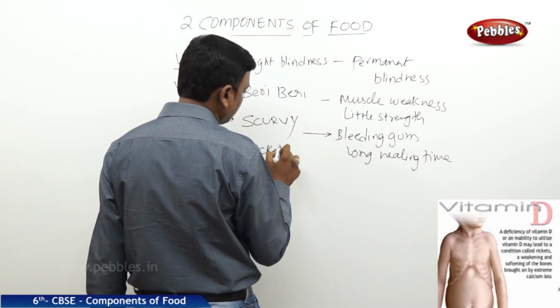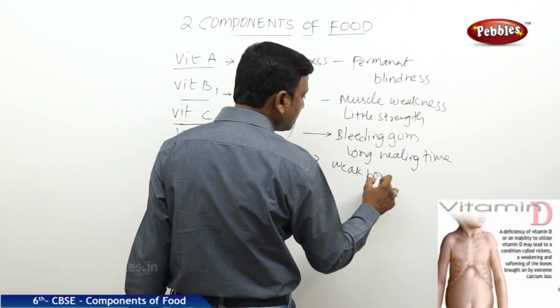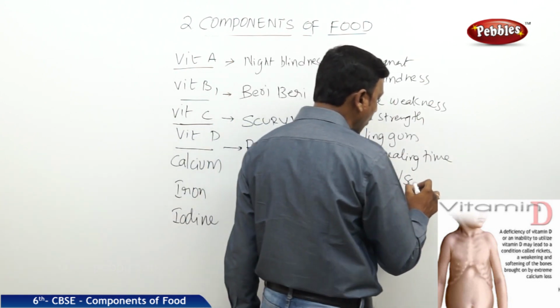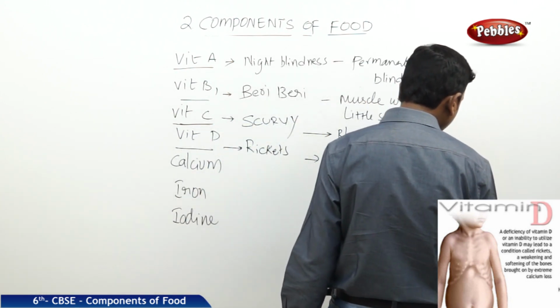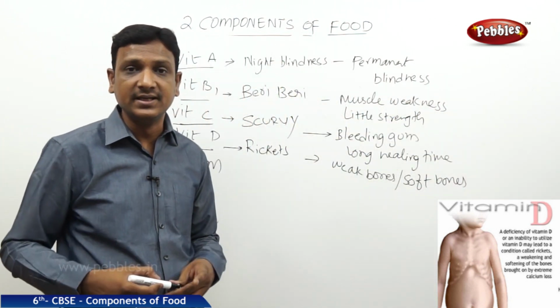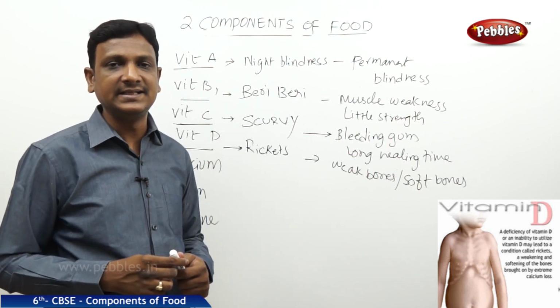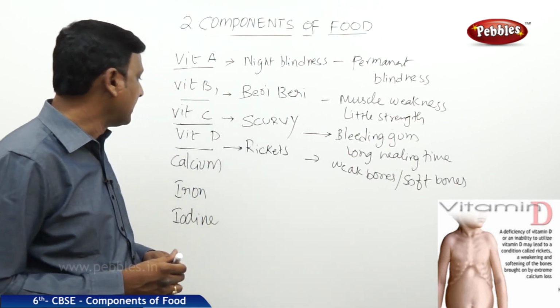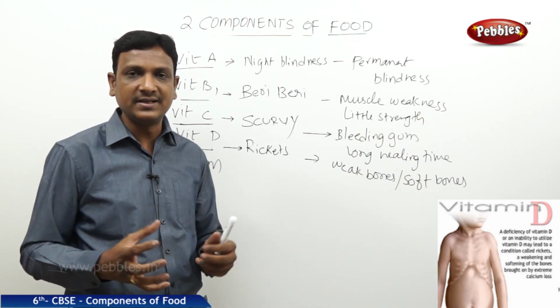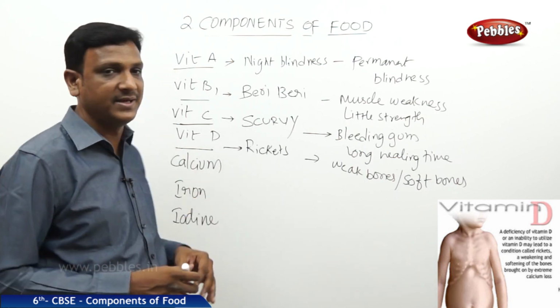Vitamin D, rickets, weak bones or soft bones. Bones become soft if you don't have vitamin D. If you don't have vitamin D, there will be a mental disability, anxiety, depression. At the same time, you will get weakness in the body, weakness in muscles and bones. All this happens because of vitamin D.